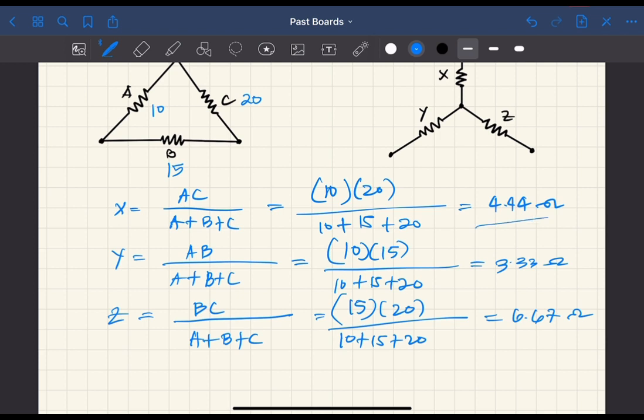Now, if you use these resistances, the Y connected resistances, and convert it back to delta, you will arrive at these values. So check that out.